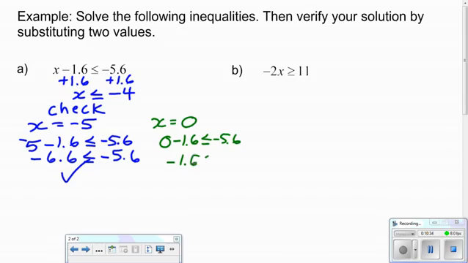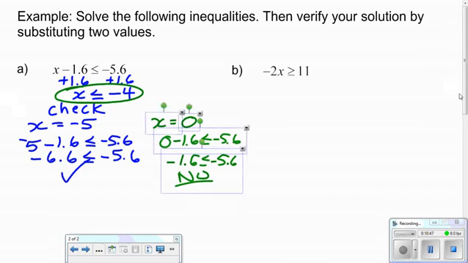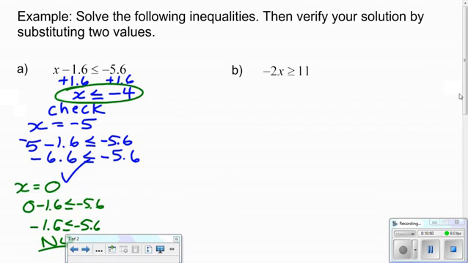Negative 1.6 is less than or equal to negative 5.6. No, that's not a true statement. So it looks like we have a good boundary point. So x is less than or equal to negative 4 appears to be a good solution. Okay, just slide that over there.